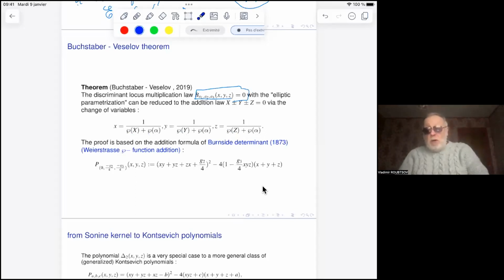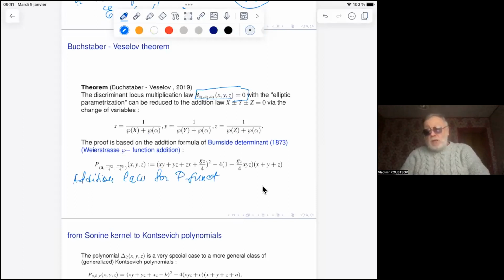They wanted to look at what law one can define on big X, big Y, and big Z if small x, small y, and small z are points on this locus on the one hand, and on the other hand are expressed with the help of the P function. I remind you that the P function has its own very interesting addition law, the addition law for the P function.